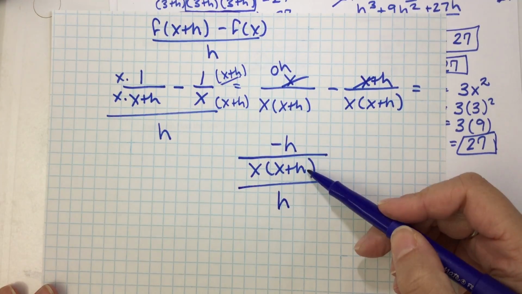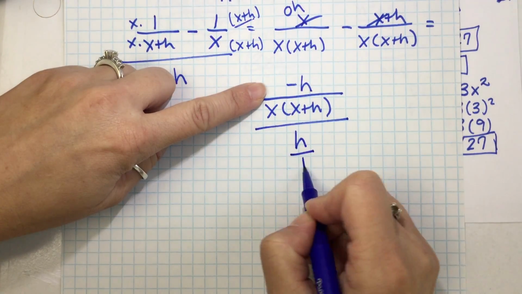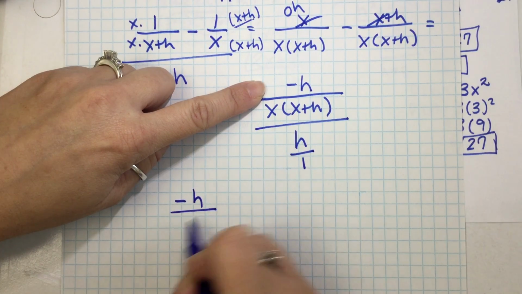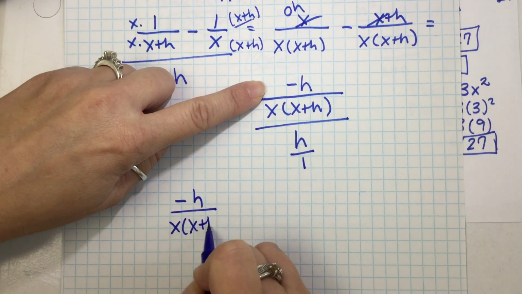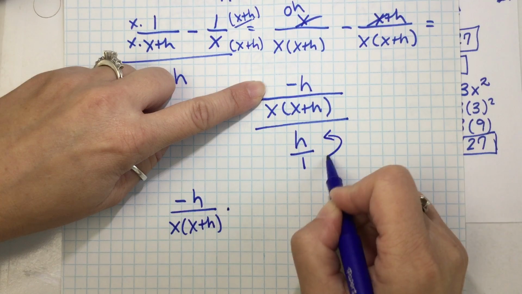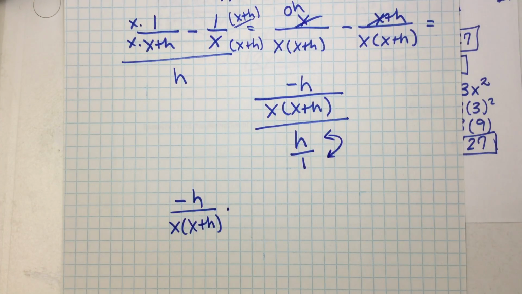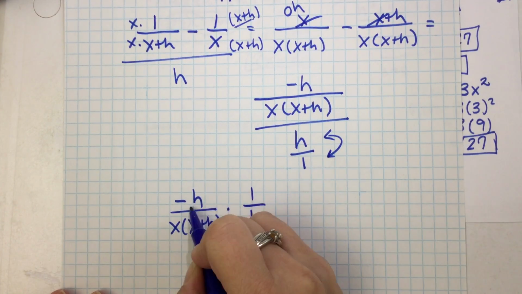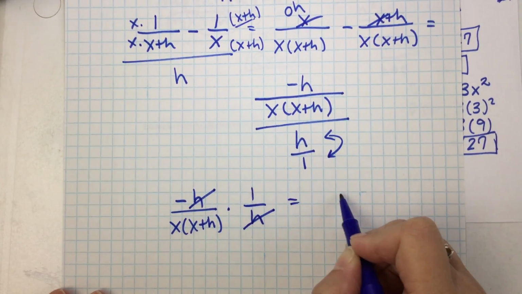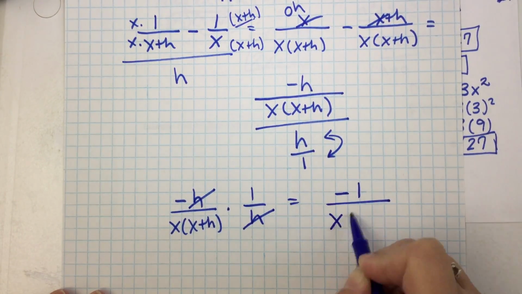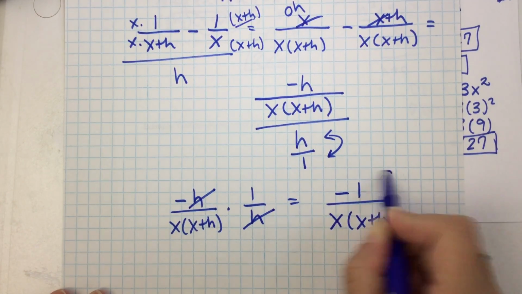Well, you can't divide fractions, so I keep the first fraction the same: negative h over x times x plus h, times. Now you go ahead, change divide to multiply, flip the second fraction upside down, which in this case happened to be an h. So I flipped it upside down. Now it is 1 over h. h cancels h. So it's negative 1 over x times x plus h.